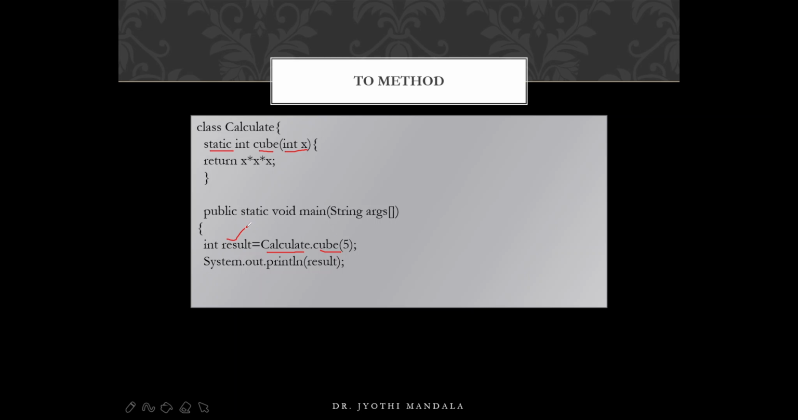So we are storing that value in the result, and we are trying to display that output. So the output of this code will be 125. Got it? The only thing you need to observe here is that we have made one method, cube, and that method is converted to a static. So whenever you want to call this method, no need to create any object; we simply call it by using the class name dot method name.